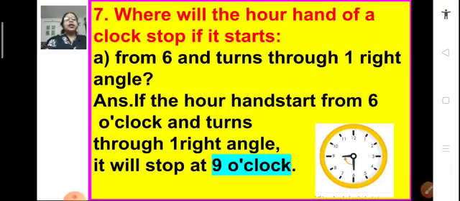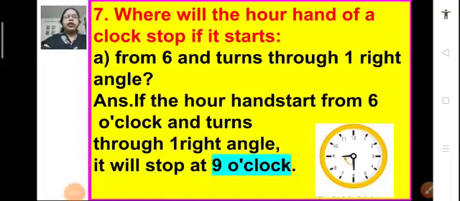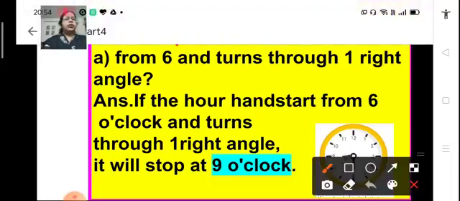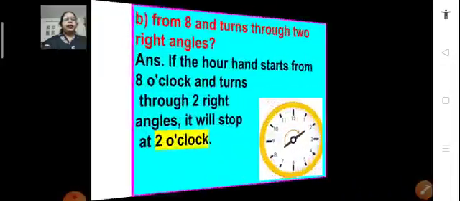Now question number 7. Where will the hour hand of a clock stop if it starts from 6 and turns through one right angle? Here it's given how many right angles it moves and we have to tell where the hour hand reaches. Okay, we can see here in the picture also, if the hour hand starts from 6 o'clock and if it turns through one right angle, where will it stop? It will stop at 9 o'clock. We can see that it reaches 9 o'clock when it moves through one right angle.